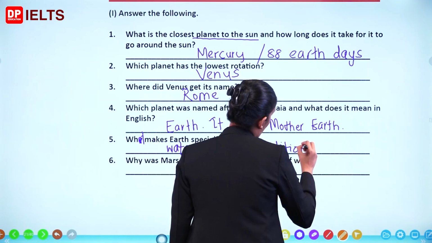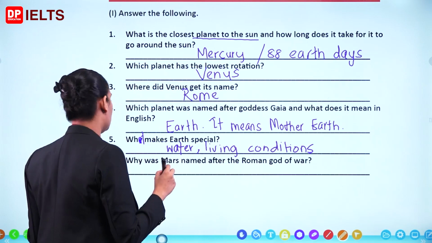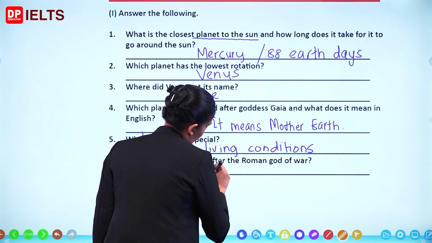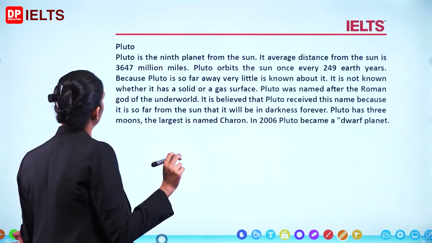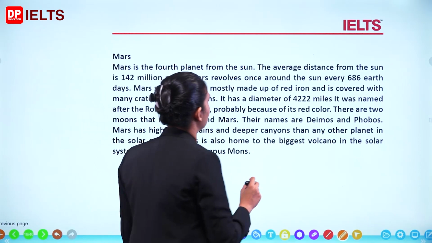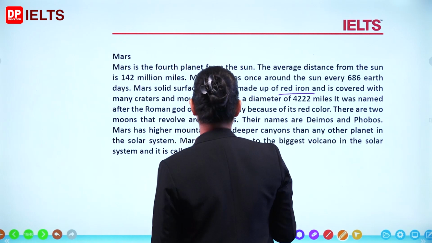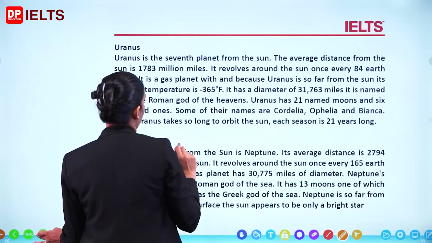Why was Mars named after the Roman god of war? Because it's red. Okay? Right. What gives Mars its color? So if you go to Mars and read, red iron gives it its color. Okay? Red iron.